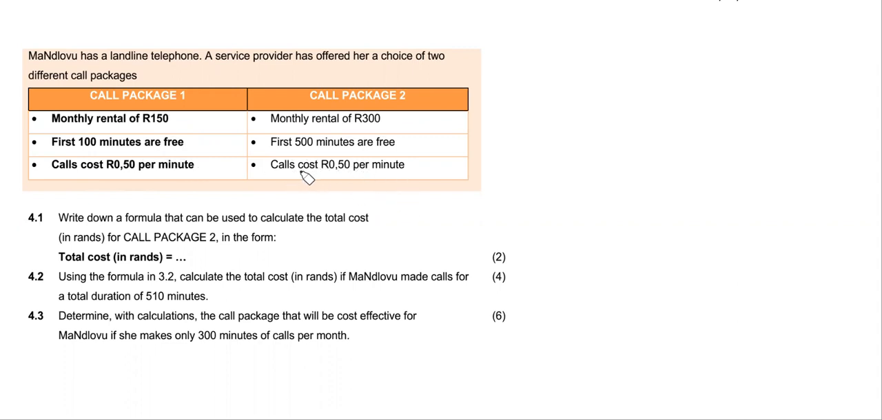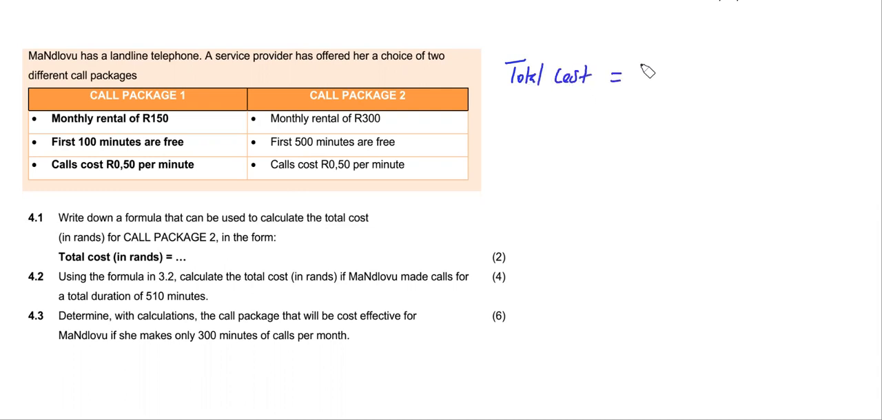So the same cost per minute, but now the packages are different in that the monthly fee is different and the minutes offered are also different. So now let's look at the first question here. Write down a formula that can be used to calculate the total cost in rands for package 2. Now, we are looking for total cost here.